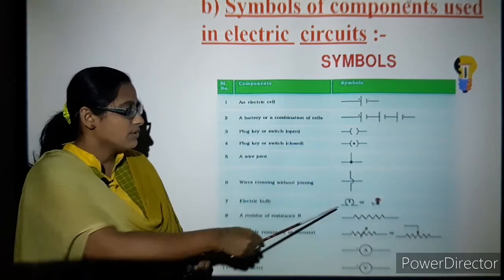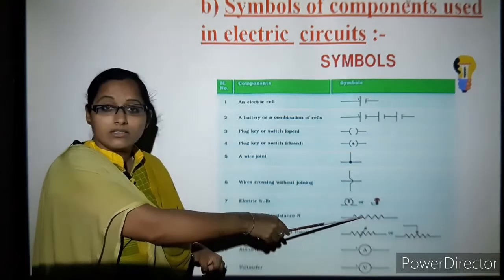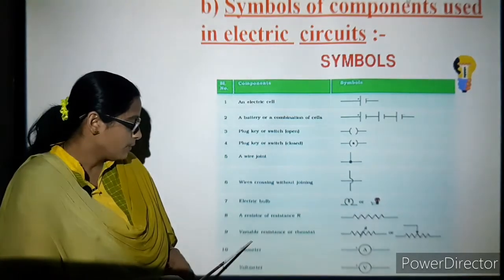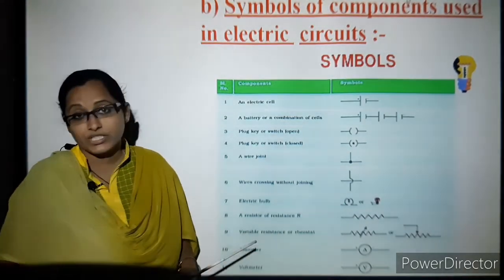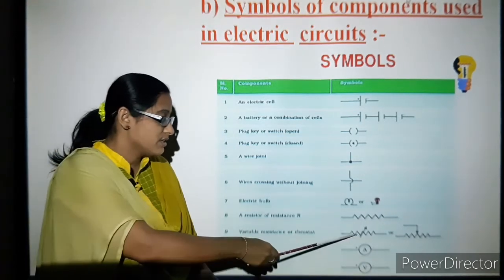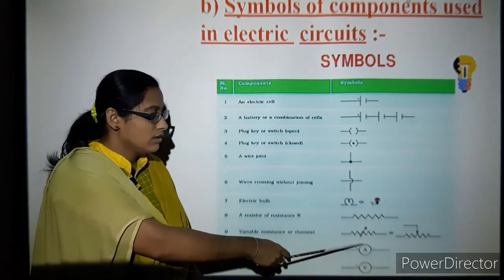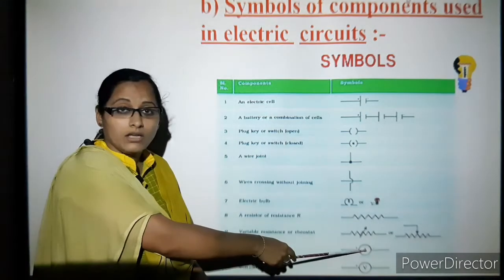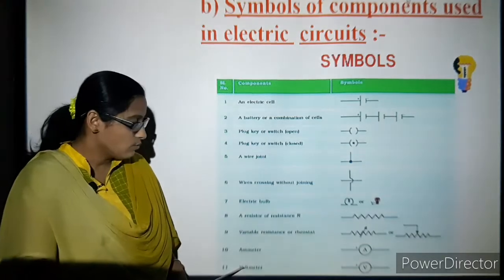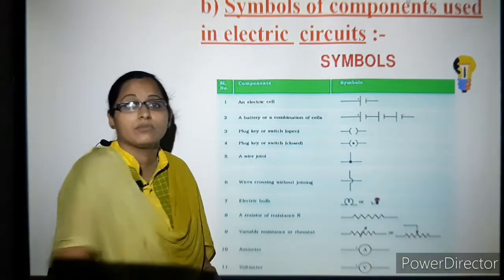An electric bulb is represented by this symbol. Resistor is this symbol. A variable resistance or a rheostat can be represented by this symbol. Ammeter is represented by a circle with the letter A, and you can see the voltmeter, with positive and negative terminals, represented by V.